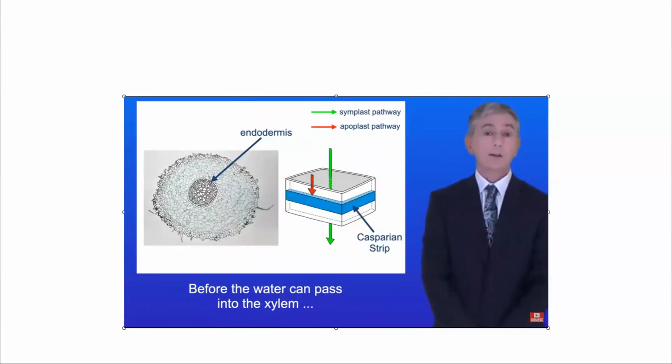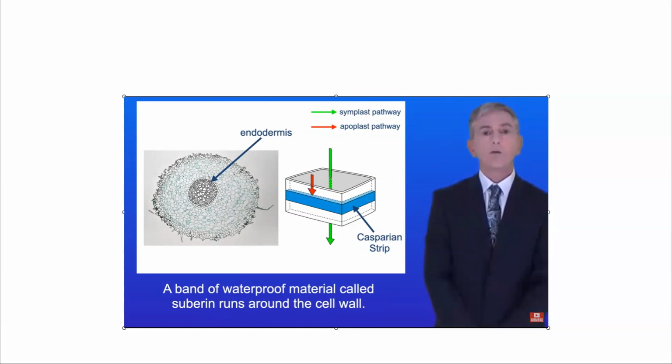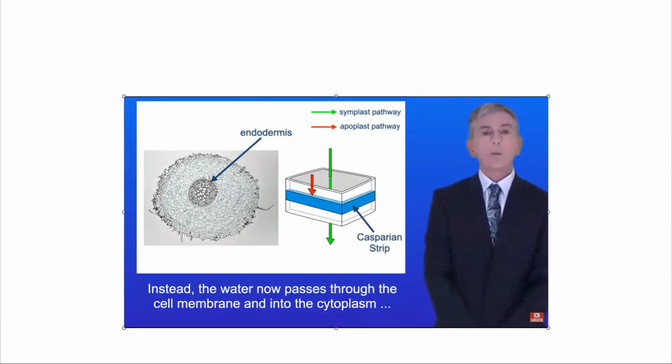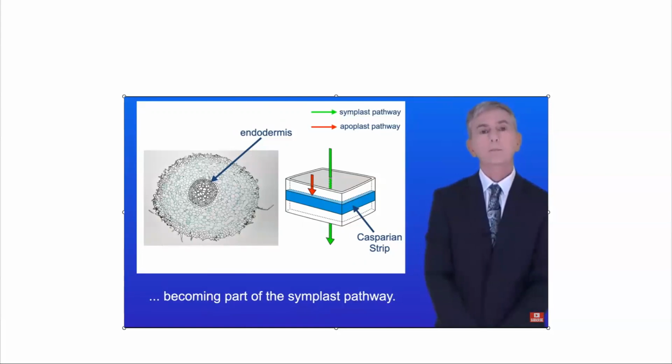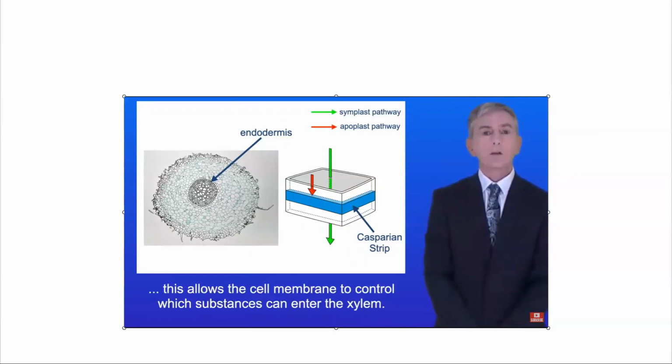Now, before the water can pass into the xylem, it must pass through a layer of cells called the endodermis. The cells in the endodermis have an unusual feature. A band of waterproof material called suberin runs around the cell wall, and scientists call this band the Casparian strip. Because of the Casparian strip, water can no longer move through the apoplast pathway. Instead, the water now passes through the cell membrane and into the cytoplasm, becoming part of the symplast pathway. By forcing all water through the cytoplasm, this allows the cell membrane to control which substances can enter the xylem.